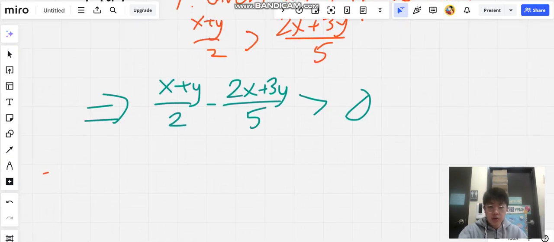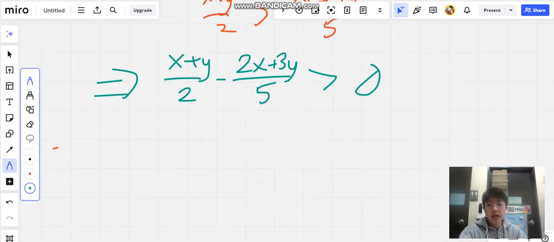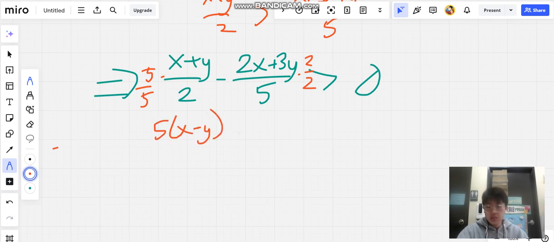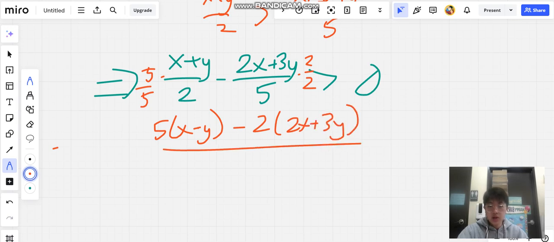So how can I prove this? Well, I'm going to combine these fractions. I'll get a common denominator of 10. I'll multiply the first fraction by 5 over 5, and then multiply the second fraction by 2 over 2. Now I get 5 times (x + y) minus 2 times (2x + 3y), all over one denominator, 10, is greater than 0.